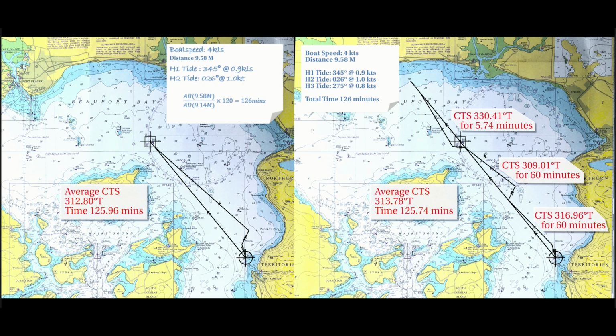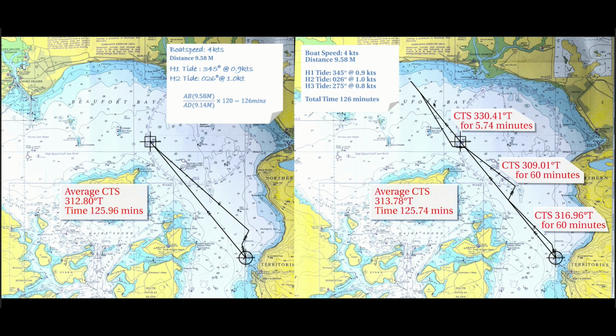And then the next average tide for the next hour is 309. Okay. However, so we should be at 309, but actually we're making a course of 312. So again, it is off again. And then finally, we got to go CTS as 330 degrees. Okay, it's only for 5.74 minutes. Okay, but that could have been a lot more, you know.